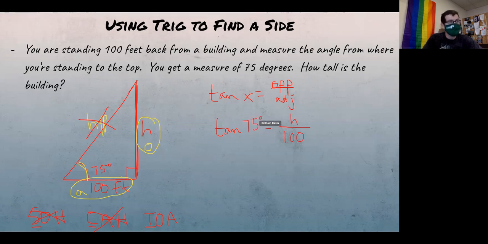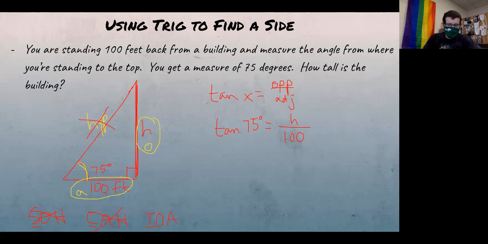Remember, it's always the tangent, sine, or cosine of an angle. So there it is. Tangent of 75 degrees equals the opposite, which is the height, over 100, which is the adjacent side. Now, this is pretty straightforward. If you want to think of it as a rate, as a proportion, you can. Whatever the tangent of 75 is, the ratio between that number and 1 is going to be the same as the ratio from H to 100.